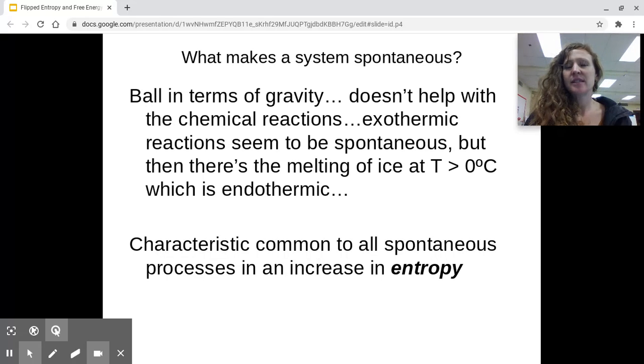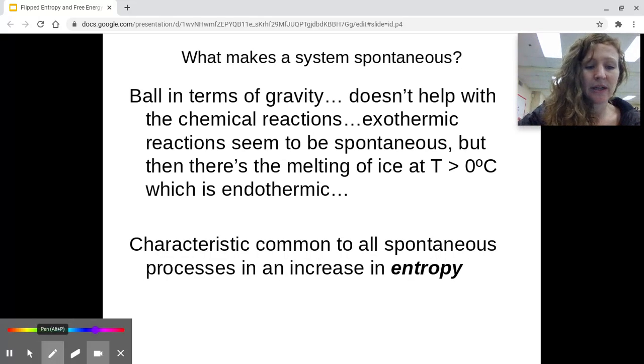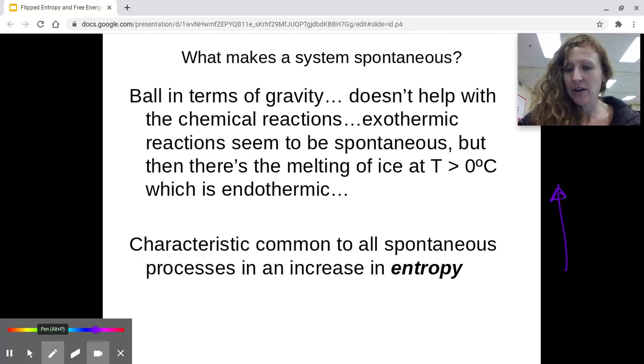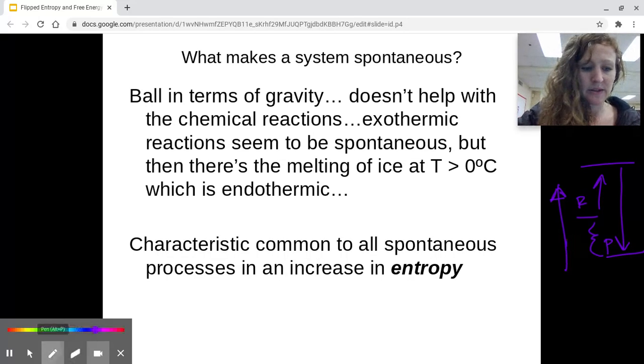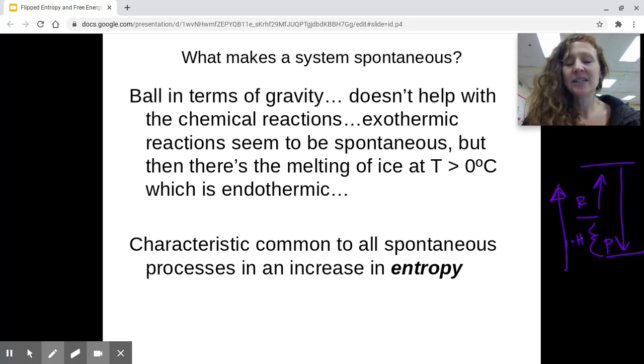If a system is exothermic, so think about your energy diagrams, right? We have reactants here, there's some input of energy, and then you get more energy out than you put in to reach the products. Okay, so this is a negative H situation, which means it is an exothermic reaction. And these exothermic reactions certainly tended to be spontaneous.